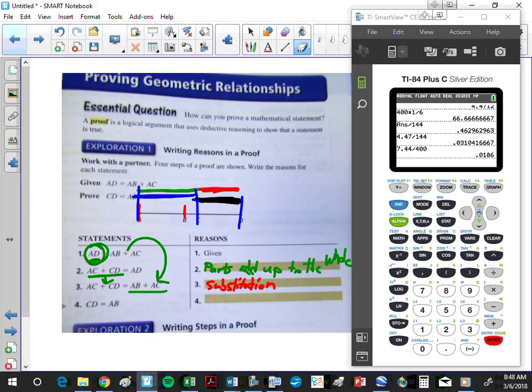So let's look at the symbols. So I took this and I put it here. Now look at the symbols. AC plus CD is equal to AB plus AC. What can we do to this to show that AB and CD are the same length?